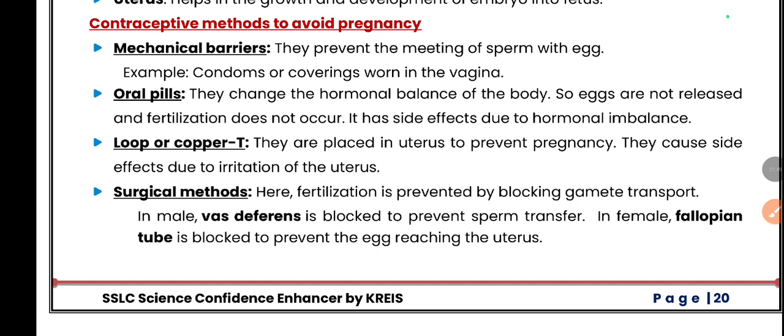Surgical methods: here fertilization is prevented by blocking gamete transport. In males, the vas deferens is blocked to prevent sperm transfer. In females, the fallopian tube is blocked to prevent the egg from reaching the uterus.